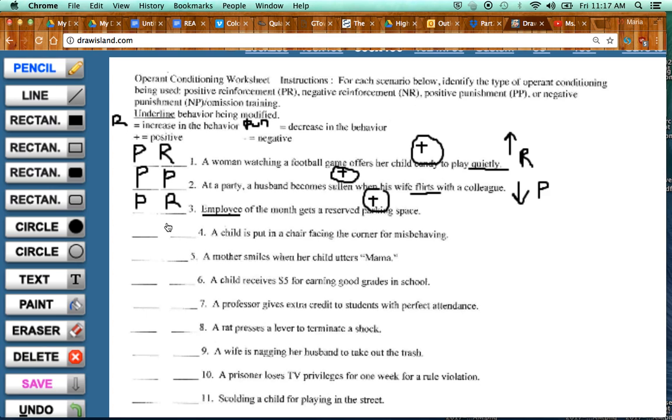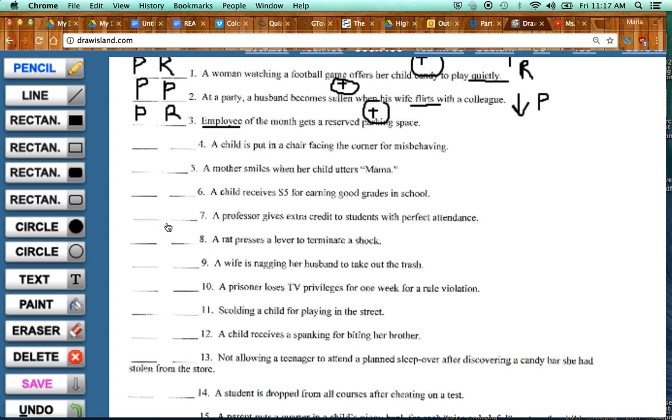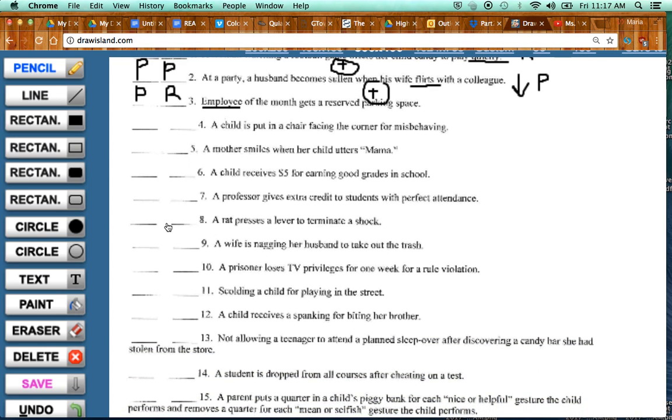Number 4, a child is put in a chair facing the corner for misbehaving. The person that put the child into the chair wants the child to misbehave less, so that would be a punishment. And since that person gave the child an aversive stimulus, that would be positive punishment.